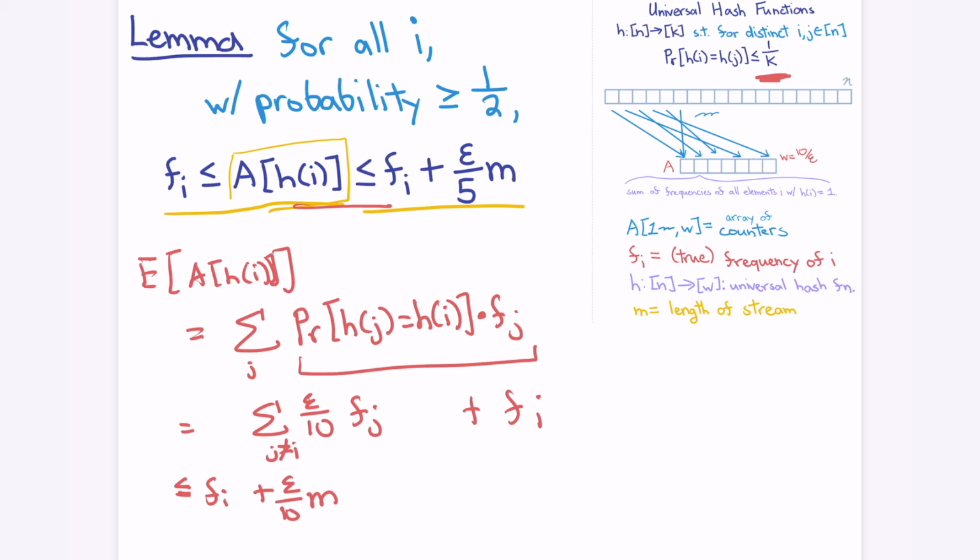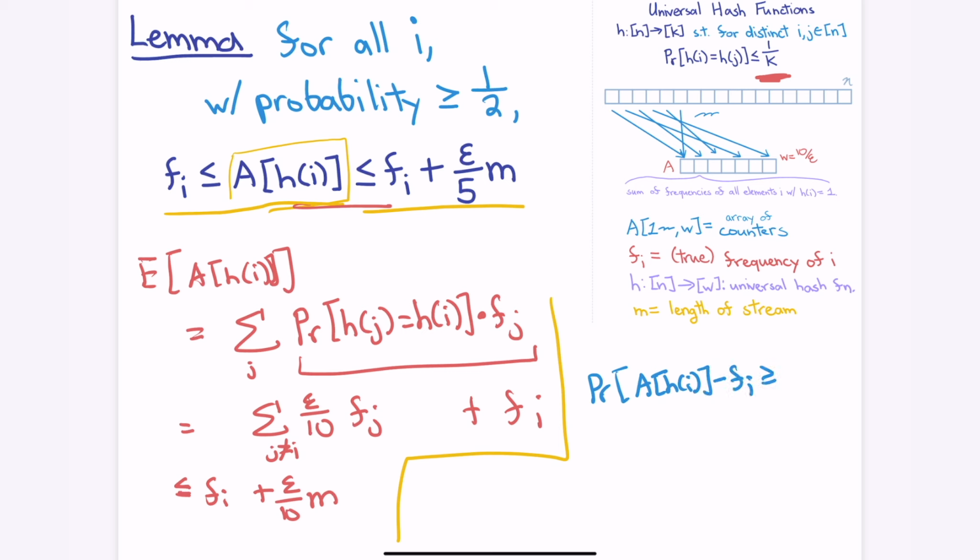Okay, so this part's subtle. We're going to apply Markov's inequality, but we're going to actually apply it to the event that the estimate minus fi is greater than or equal to epsilon over 5m. Here it's really important to point out that we're always overcounting, so that left-hand side is always non-negative. Markov's inequality only works for non-negative random variables because it's really a packing argument. So what we just showed is that the right-hand side represents at least twice the average.